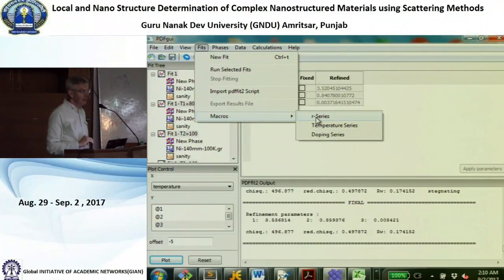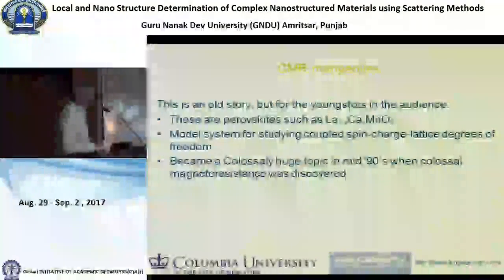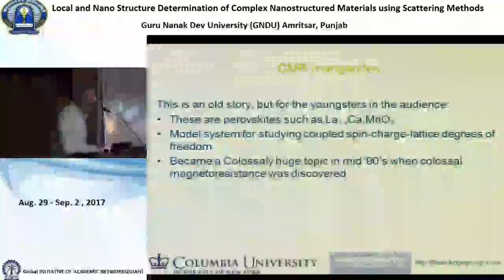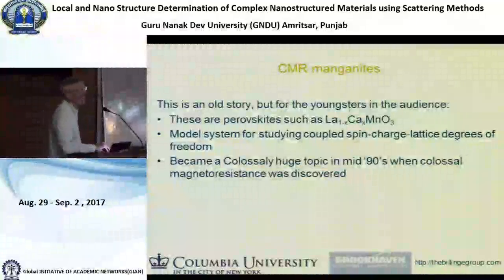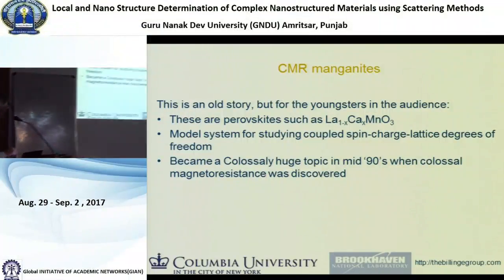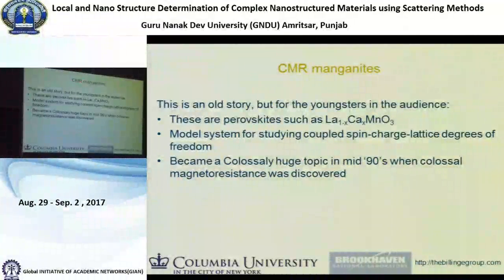But what I wanted to show you now was a real science example. How many of you have heard of CMR? So older people in the room, such as myself and Shiva, know what CMR is. So CMR stands for colossal magnetoresistance.